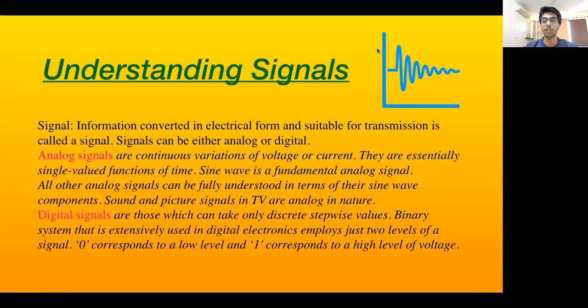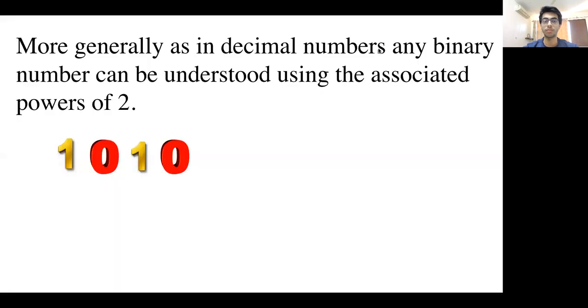Now let us understand what are analog signals and digital signals. So analog signals are basically continuous variations of voltage or current, whereas the digital signals, they take only stepwise values. For example, 0 and 1.